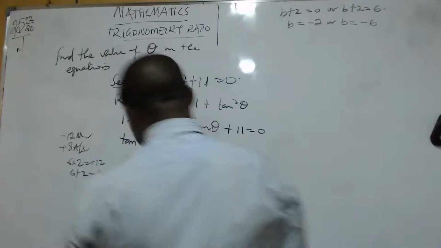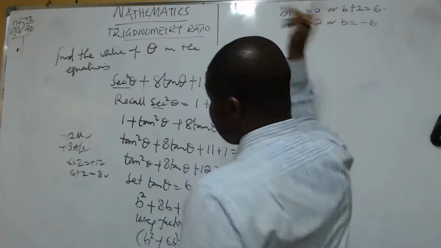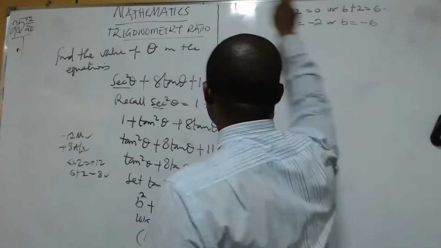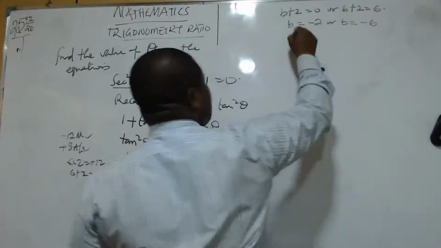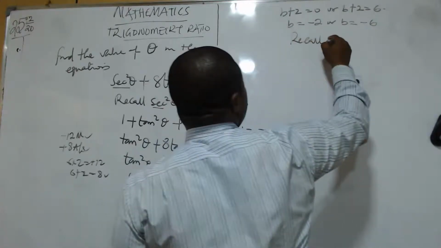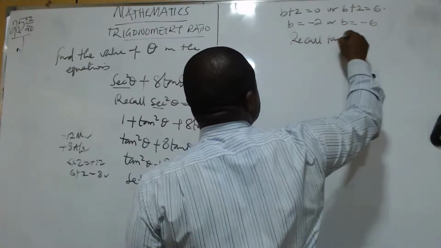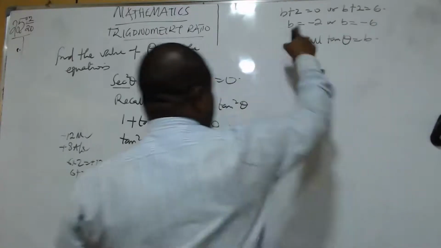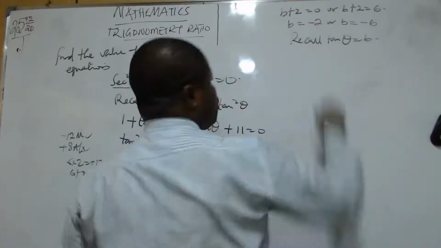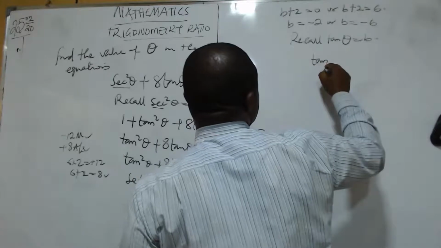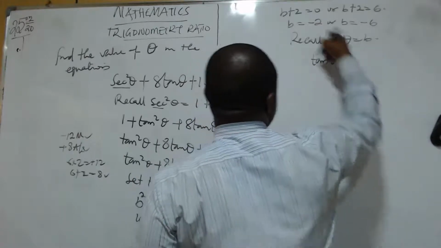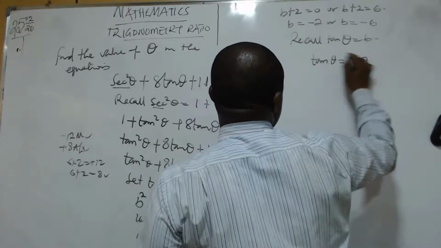Right? That is not the answer. The question says find the value of theta, not the value of b. The answer was, recall, tan theta equals b. And now b is that. So you're going to have tan theta equals, the first one is minus 2.